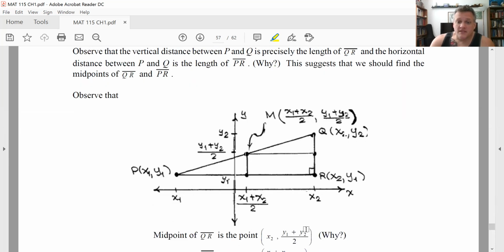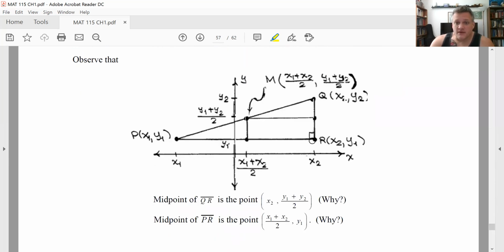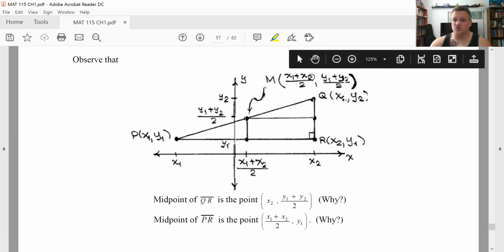Okay, well, to find the midpoint of this segment, all you have to do is find the average, right? That's what you would do to find a midpoint. So the average of x1 and x2 is the sum divided by 2. The average of y1 and y2 is the sum of y1 and y2 over 2, right? And so the midpoint has coordinates x1 plus x2 over 2, so the average of the x's and the average of the y's.